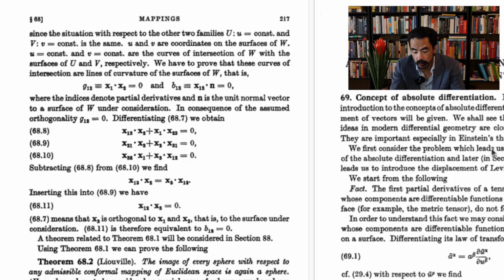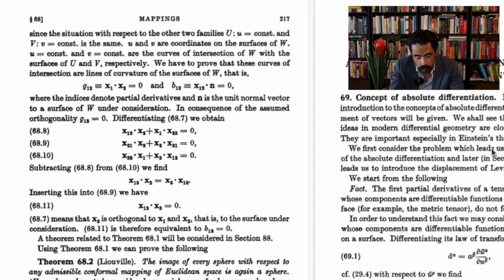Subtracting the first of these from the third in this system, we find that the scalar product of x sub 1, 3 with x sub 2 is equal to the scalar product of x sub 3 with x sub 1, 2. And inserting this into the second entry in this system, we have the scalar product of x sub 1, 2 with x sub 3 is equal to 0. And so when we go back to the original orthogonality conditions, this means that x3 is orthogonal to x1 and x2, that is, to the surface under consideration. To say that the scalar product of x sub 1, 2 and x sub 3 is 0 is therefore equivalent to saying that the component of the second fundamental form b sub 1, 2 is equal to 0.